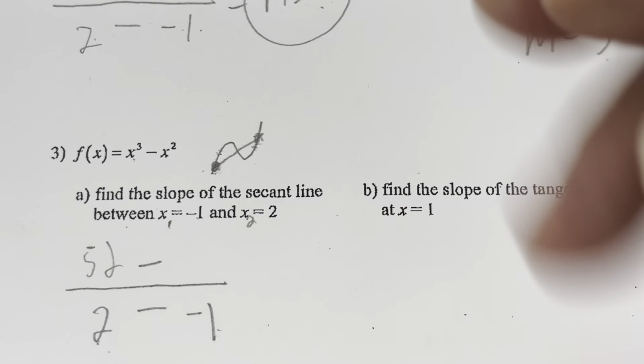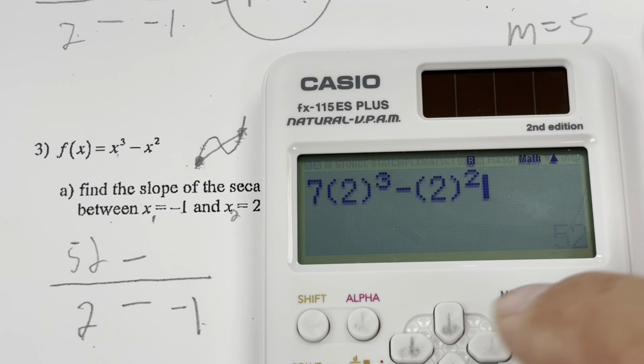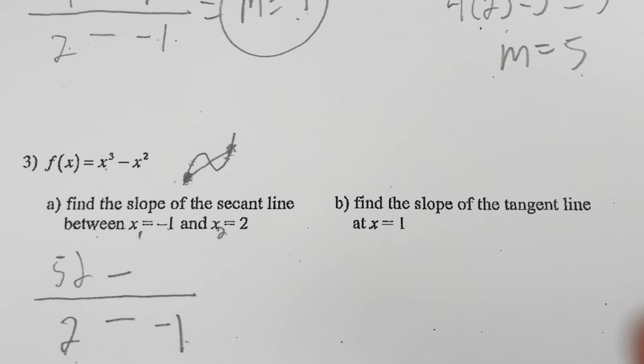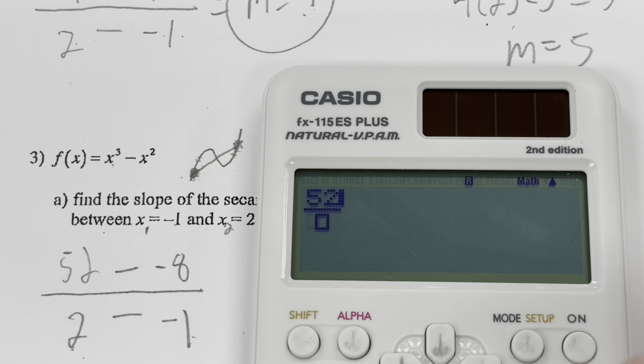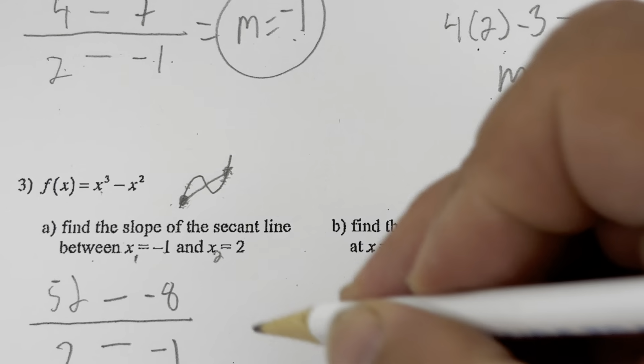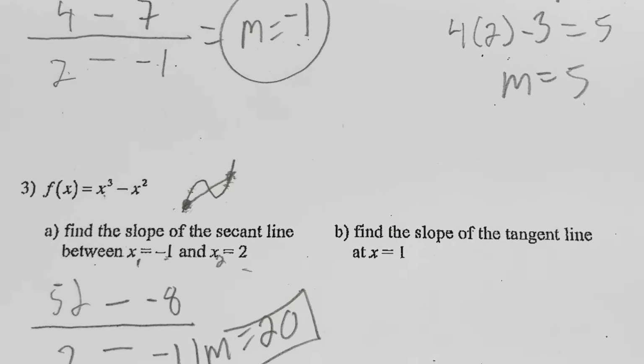Now we're going to plug in a -1, so I'm just going to back arrow and change those 2's to a -1. So at -1, it's going to be -8. Hit my fraction button. 52 minus -8, down arrow, 2 minus -1, and that gives me 20. So my slope is going to equal 20 between -1 and 2.